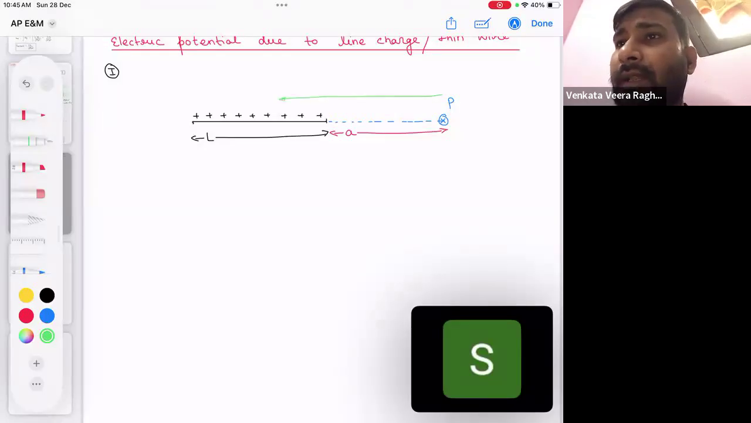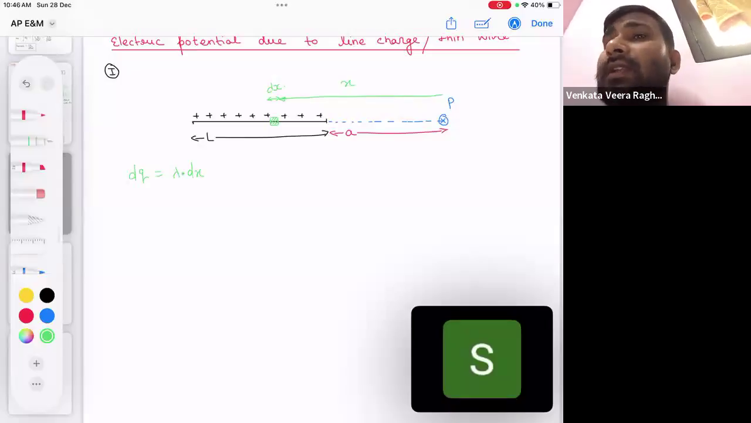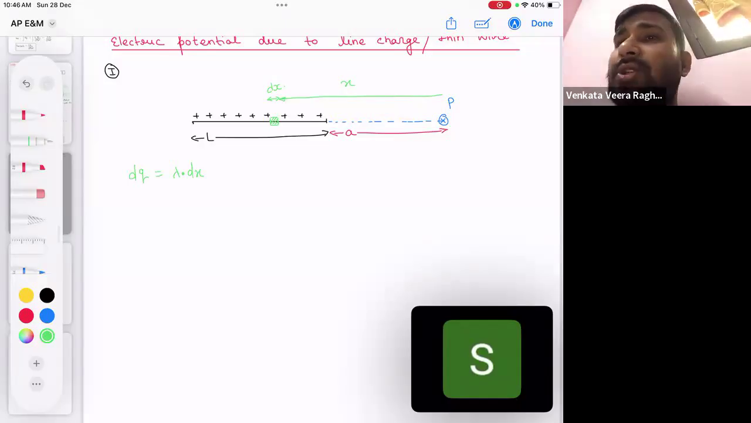So I want to calculate at point P. What I do is consider a small linear element of thickness dx. Can you tell me what the charge dq on that small element will be? It is going to be lambda into dx, where lambda is the linear charge density. So lambda dx gives the charge on the small element. Once we have dq, what should we do next?